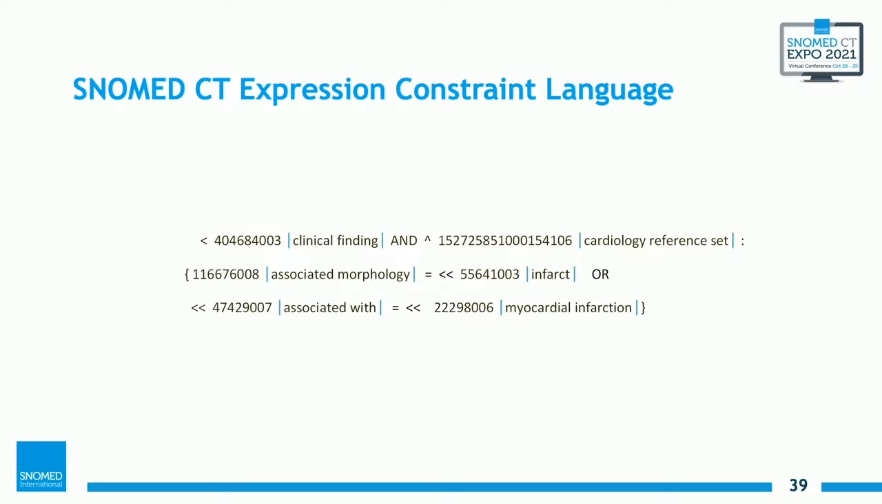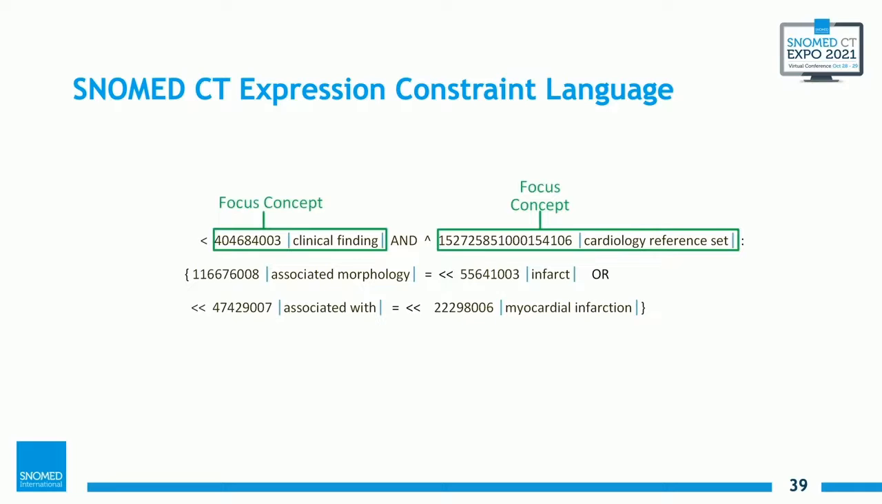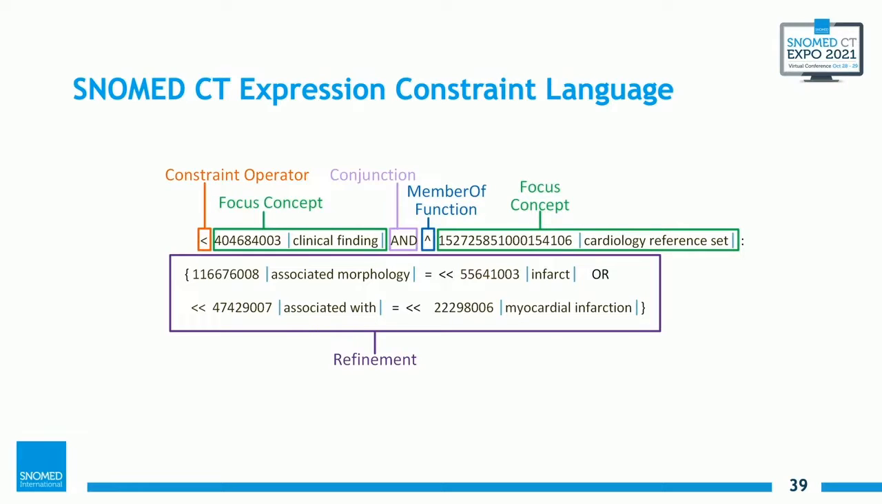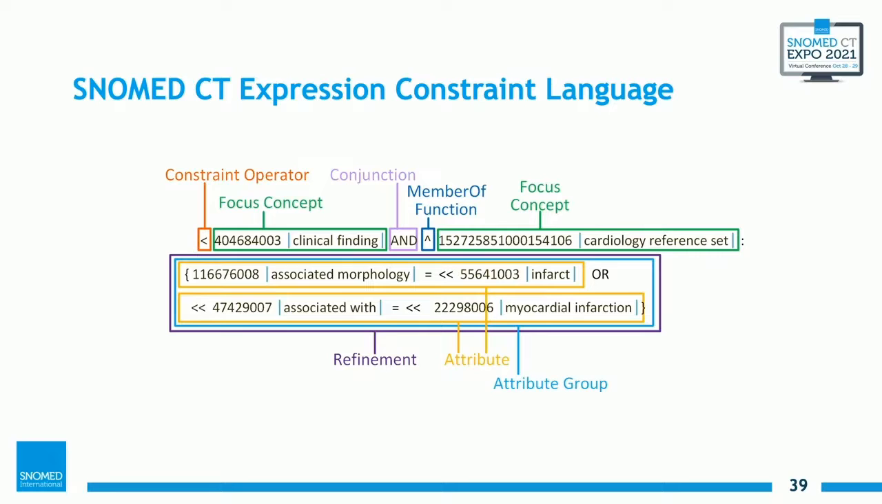In this expression constraint, there are two focus concepts. The first is preceded by a constraint operator, and the second is preceded by a member of function. They are joined together with a conjunction. Everything after the colon is the refinement. And this refinement has two attributes, which are part of the same attribute group. The attributes are joined using a disjunction.